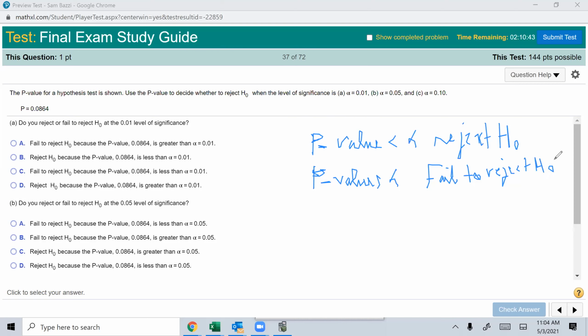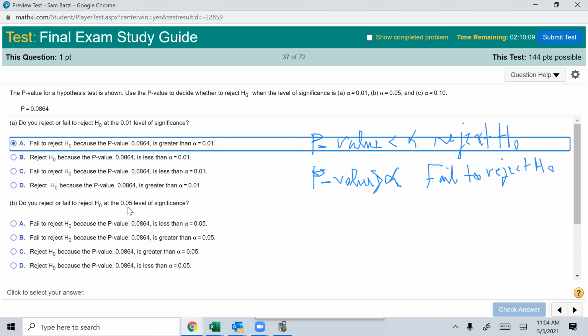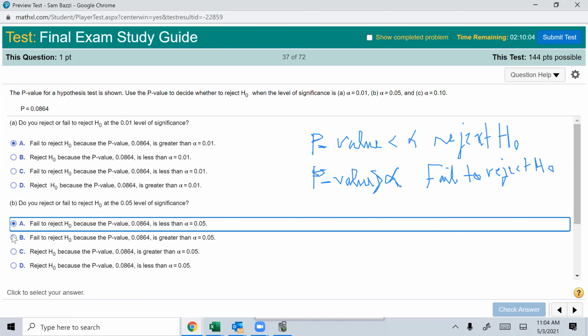You know, when the court or the jury decides there is not enough evidence to convict a person, it does not mean that the person is innocent. They just don't have enough evidence to convict the person. And that's it. It works the same way for p-value. P-value more than alpha, fail to reject H0. Okay. If you compare 0.086 with 0.01, it's bigger, right, guys? So you fail to reject H0 here because the p-value is greater. Okay, what about 0.05? It's still greater. Fail to reject H0. Or not less, sorry.